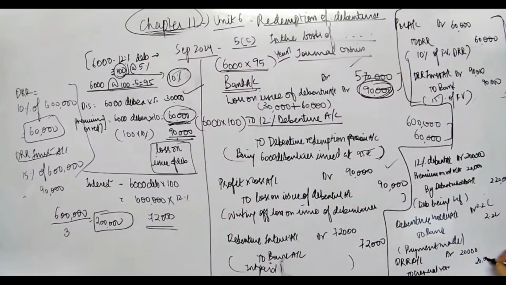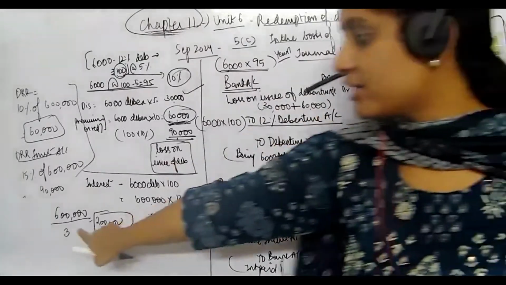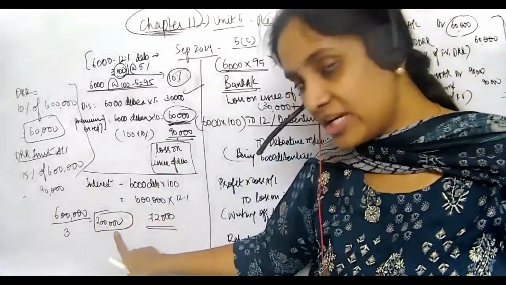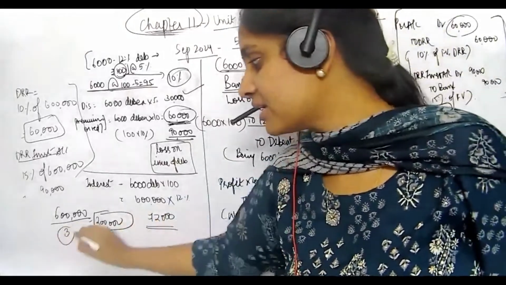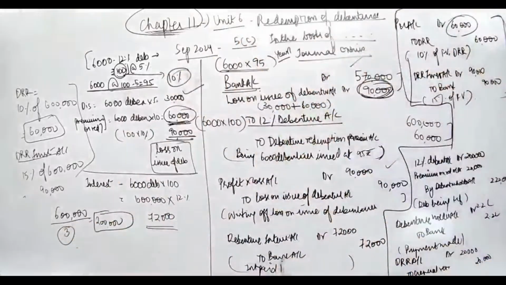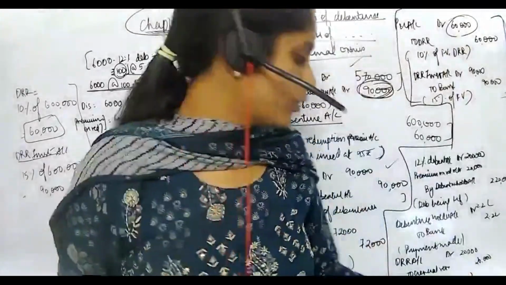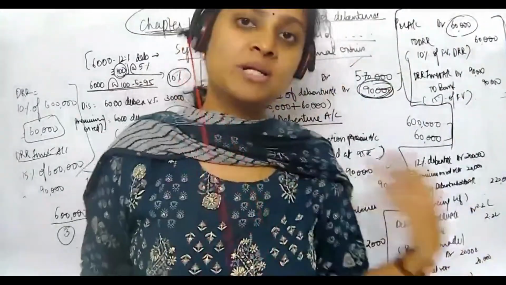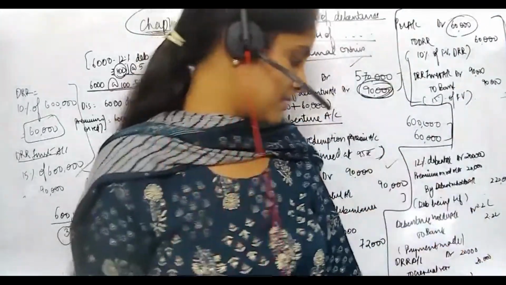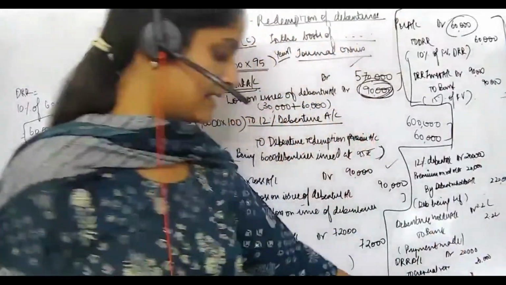Why, madam, 20,000? 60,000 I have got, no. 60,000 is the full value of 6 lakhs. But every year you are only taking 1/3 of that value. So this year I have repaid only 2 lakhs. For 2 lakhs, 20,000 is the value of the DRR, which I don't want. So the amount of this DRR of 20,000 will now be transferred to my general reserve. As simple as that.